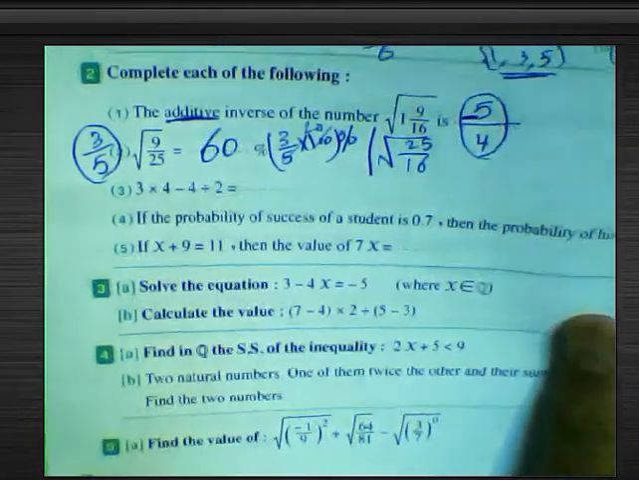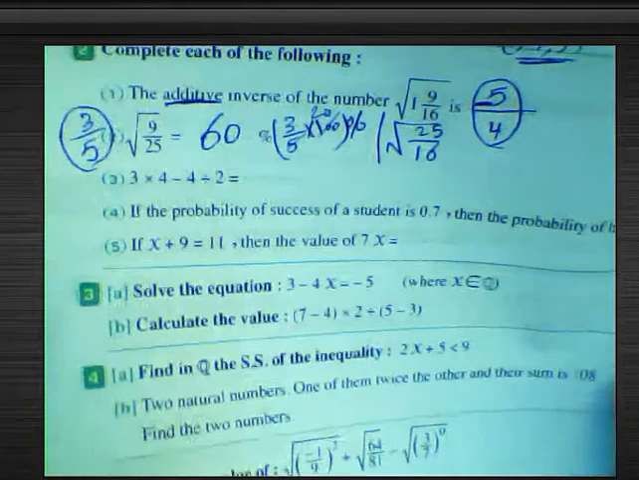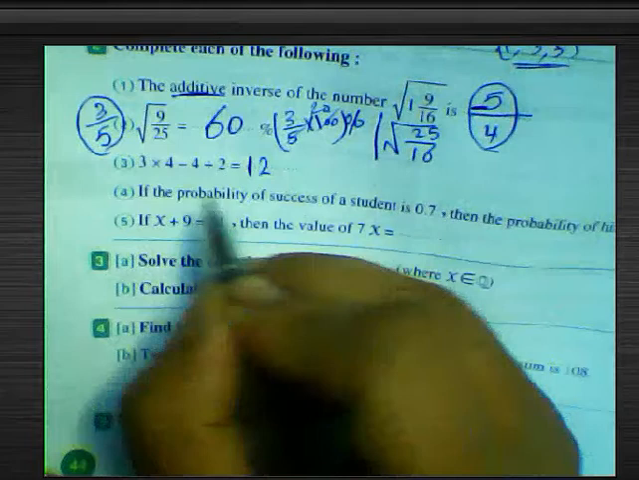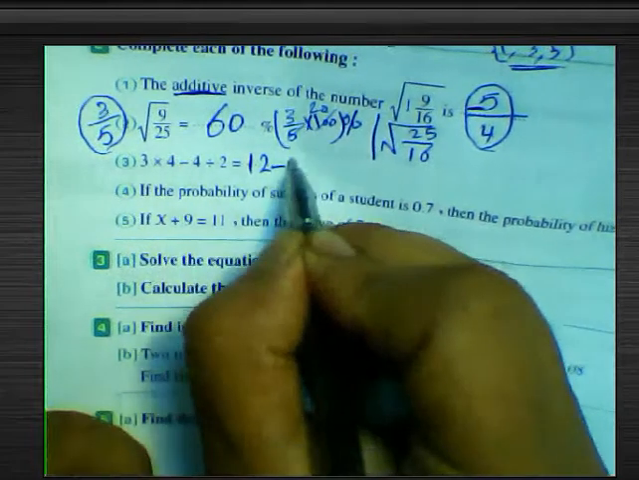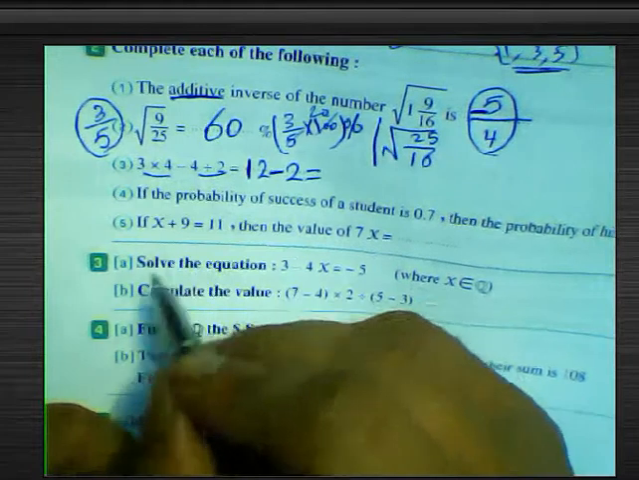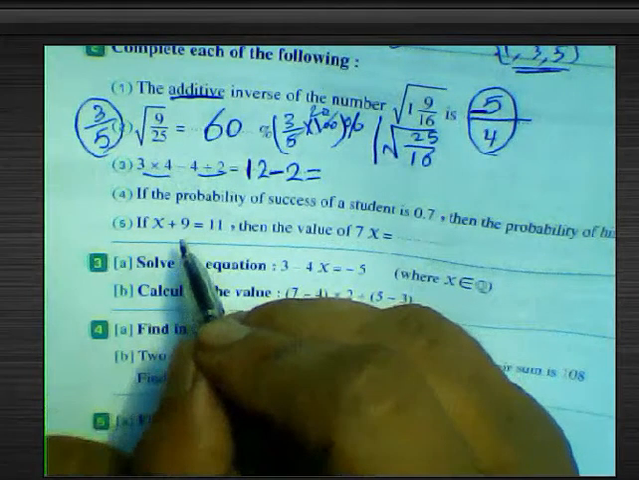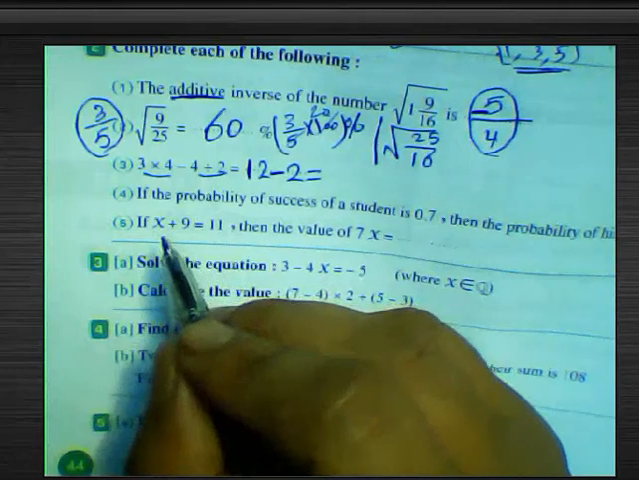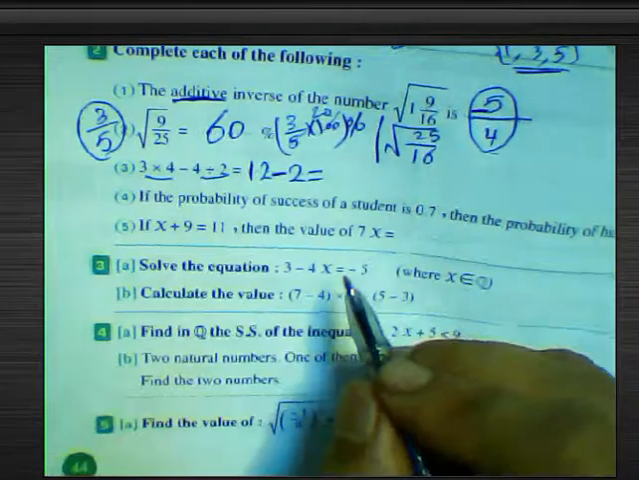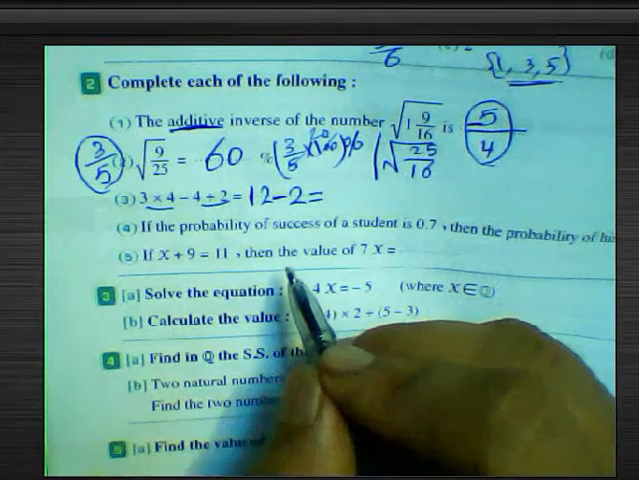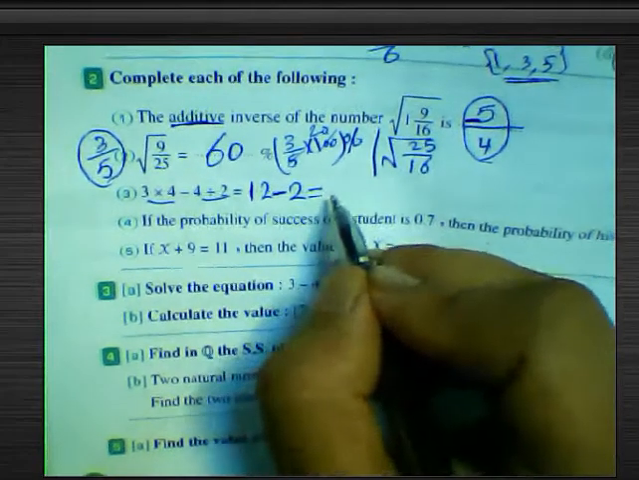Question number 3. 3 times 4 subtract 4 divided by 2. We know 3 times 4 equals 12. Subtract 4 divided by 2 equals 2. Okay, this is order of operations. Multiplication first. We know the steps of order of operations: parenthesis first, exponent next, multiplication and division in the same step, then addition and subtraction. If they are in the same step, first come, first served. 12 subtract 2 equals 10.